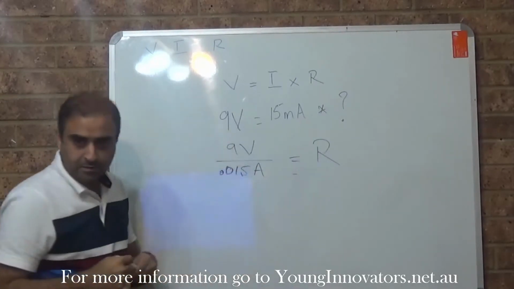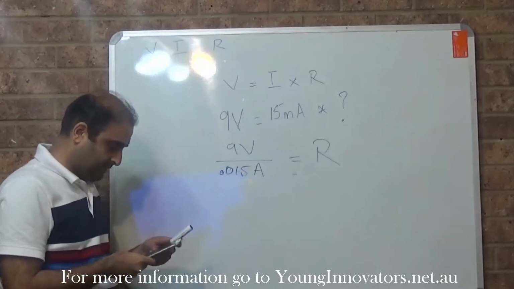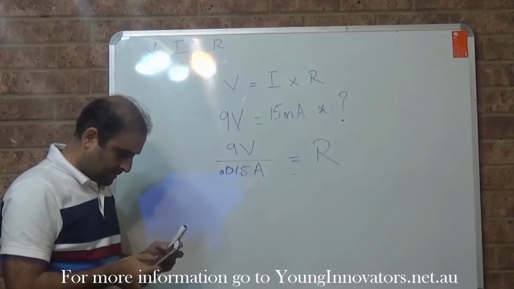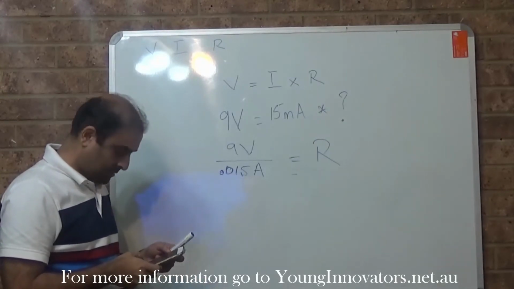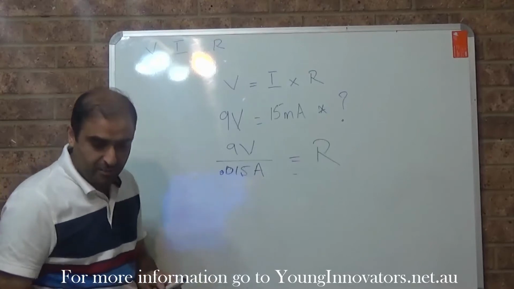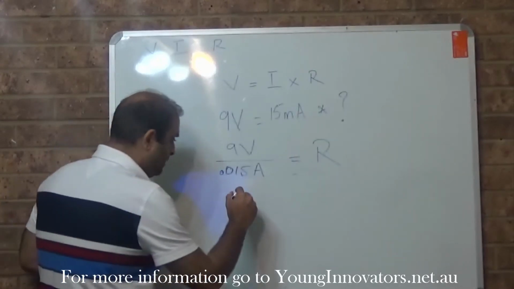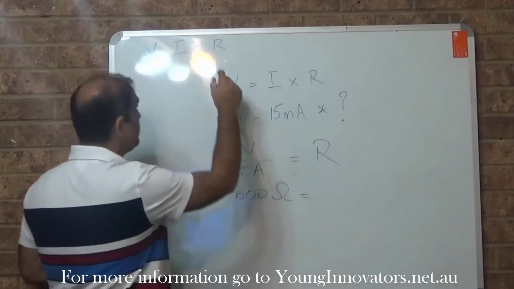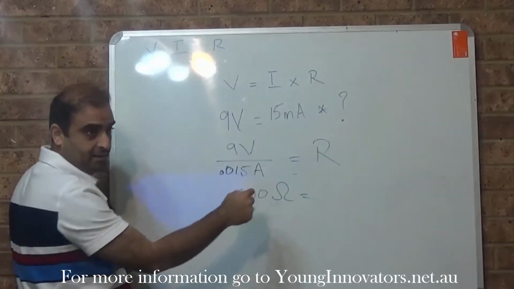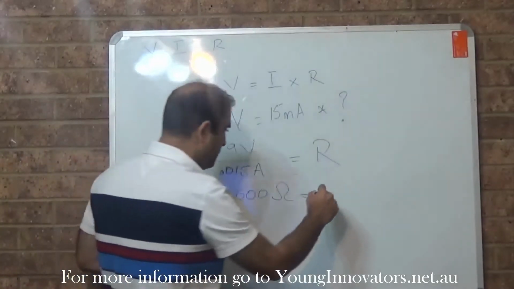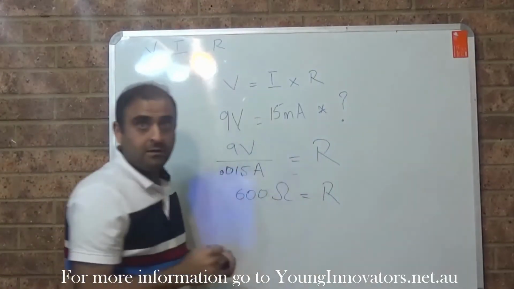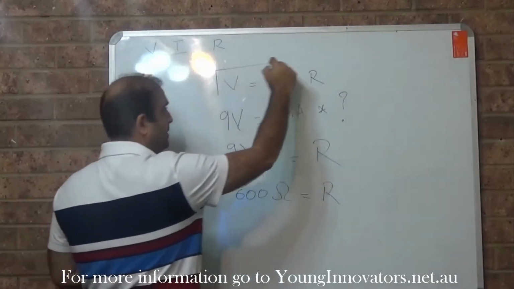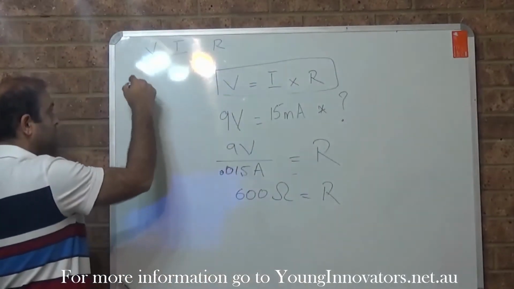So now, does someone want to do a quick calculation? 9 divided by 0.015. That will be 600. 600 ohms. So we read that the resistance is represented in ohms, after the scientist who invented the resistance concept, so we remember it. Correct. And this formula is actually called Ohm's law.